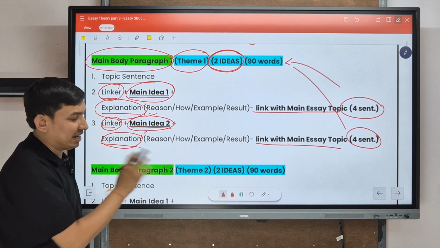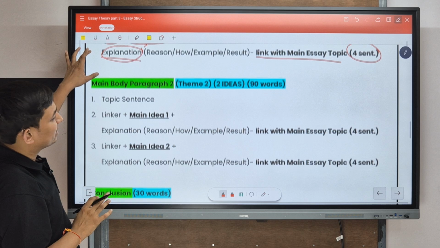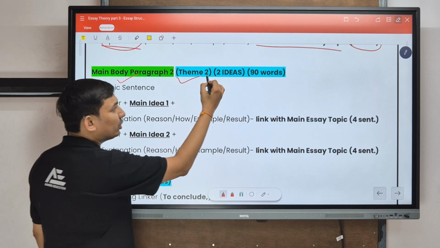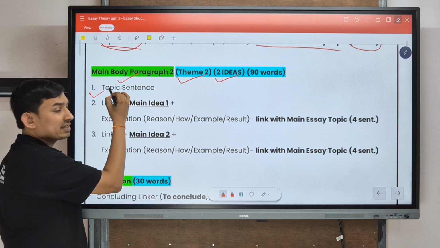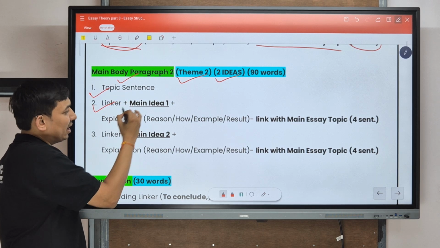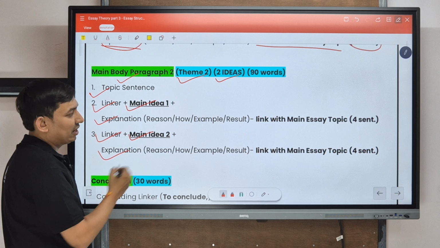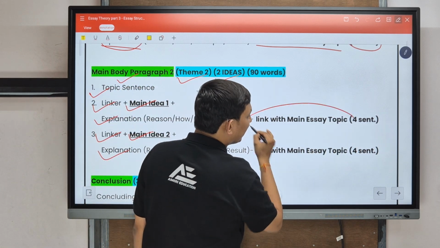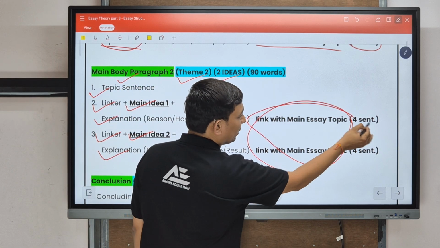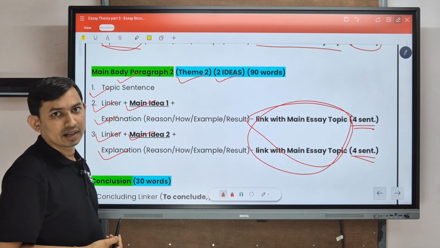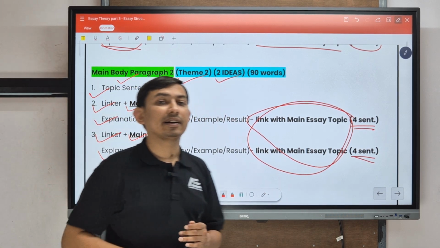It will remain the same. So we will see body para 2 directly because it is the same. Body para 2, theme 2, 2 ideas: topic sentence, linker, idea 1, explanation, linker, idea 2 and explanation. Both explanations will be connected with the main essay topic, each having 4 sentences per explanation. Clear? So this is our body para.